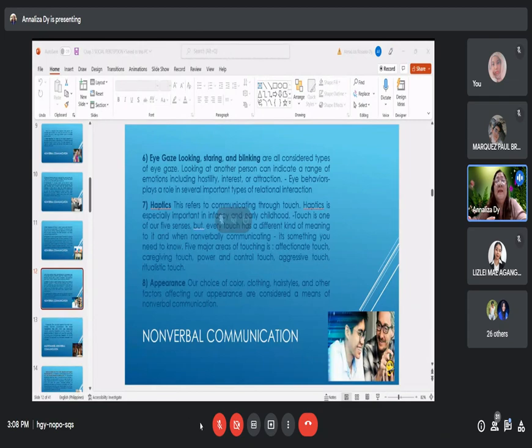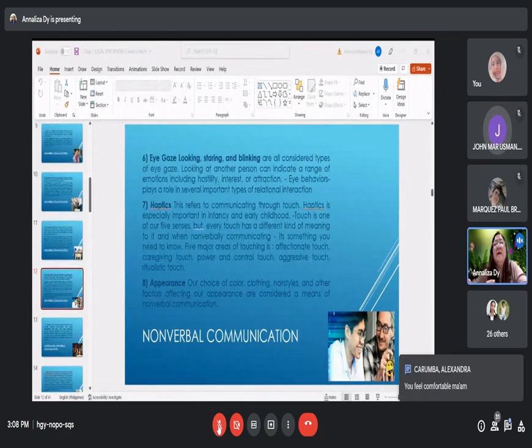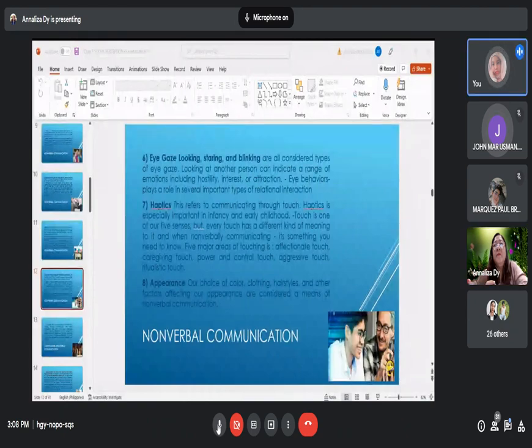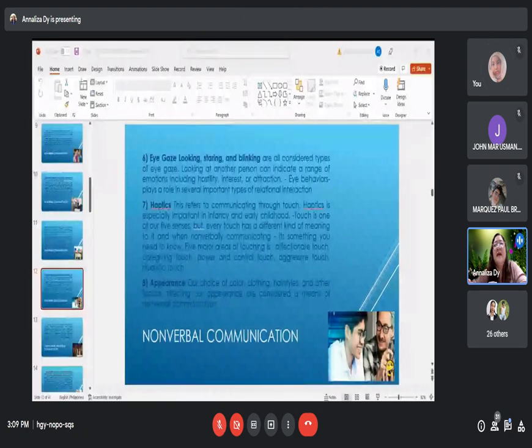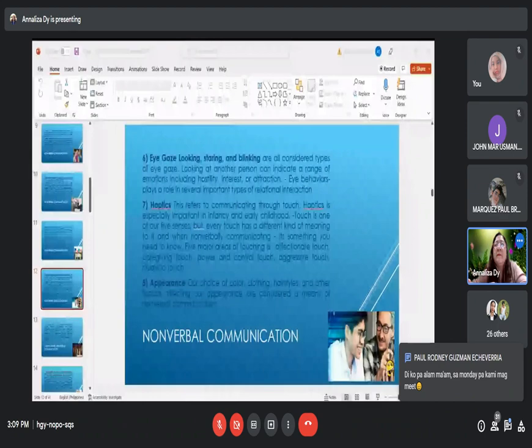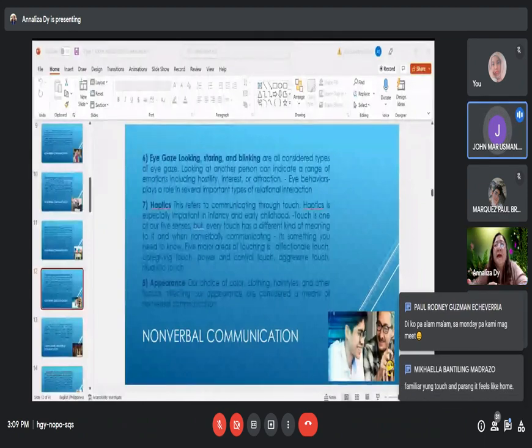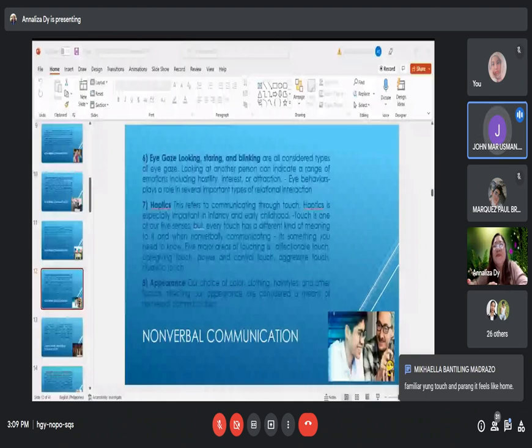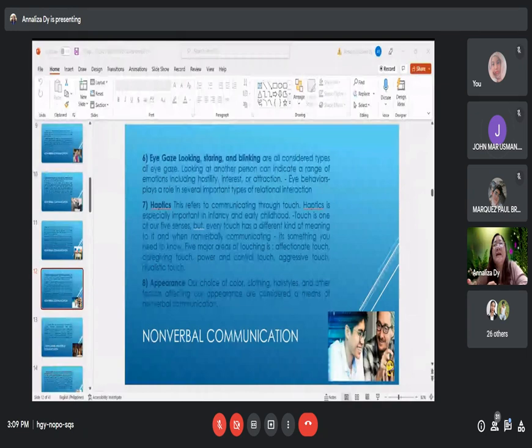What is the feeling when you receive caregiving and affectionate touch? How does it make you feel? You feel comfortable, says Alexandra. Okay, what else? Wow, it relieves stress. John, how does it make you feel? Comfortable, ma'am. At the same time, you feel at ease because someone you care about is caring for you and giving you affectionate touch. Wow, so the feeling is good, says John.